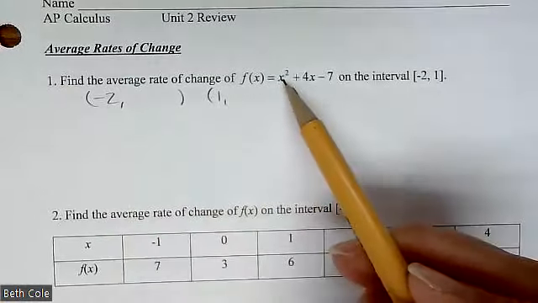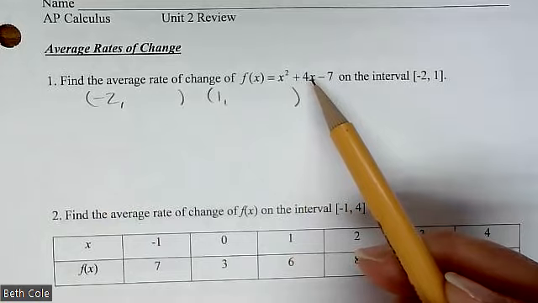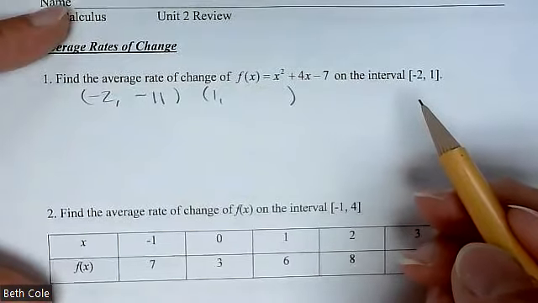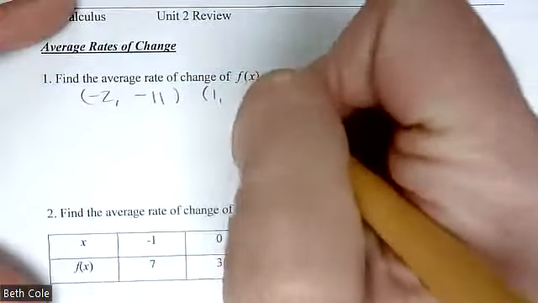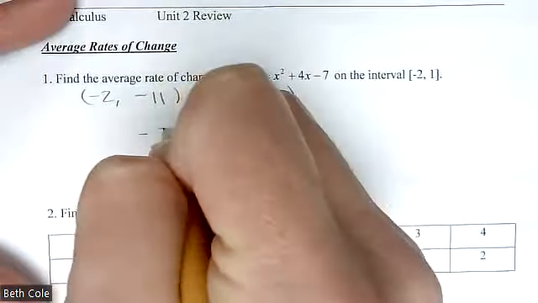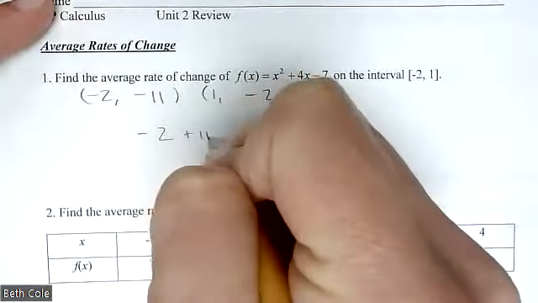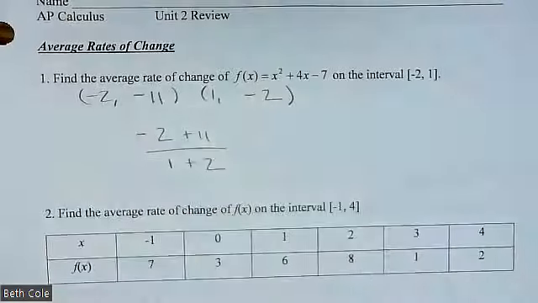So if you plug in -2, that'll be 4 - 8, which would be -4, and -7 would be -11. Do we agree? Did I do that right in my head? Okay. It's a bummer when you make a mistake doing that. All right, and then plugging in 1: 1 plus 4 is 5, -7 is -2. And then you're going to set up your difference quotient. It would be -2 minus -11, so plus 11, and then 1 minus -2, so 1 plus 2.